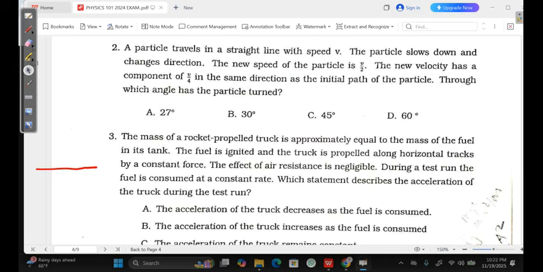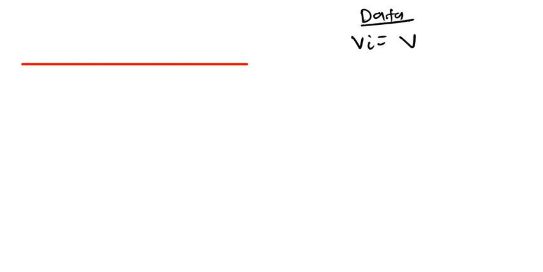So the particle slows down and changes direction. Now the particle was moving with v, and now it has changed direction. Now the new speed of the same particle is v over 2, meaning that is our final speed. We are together, right? So the v final is actually v over 2.